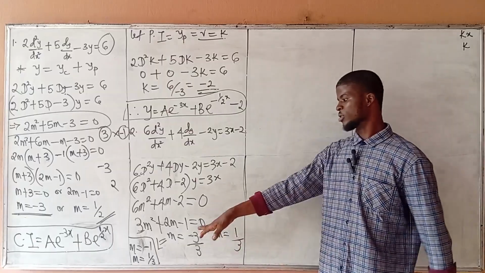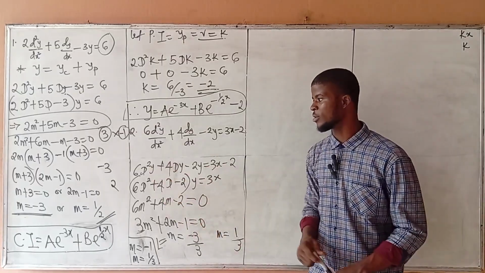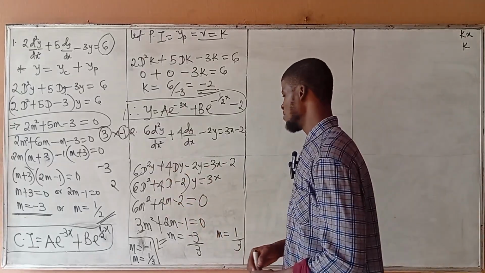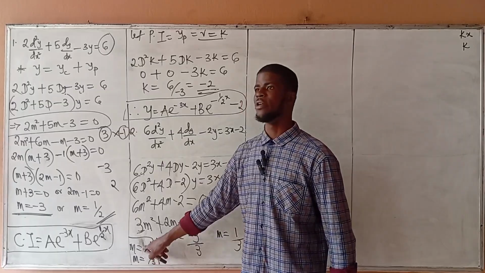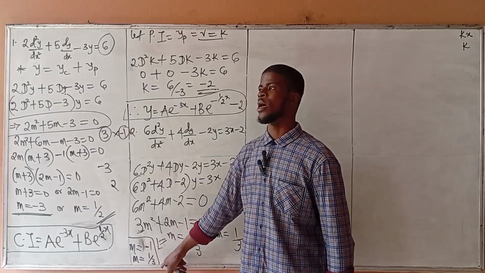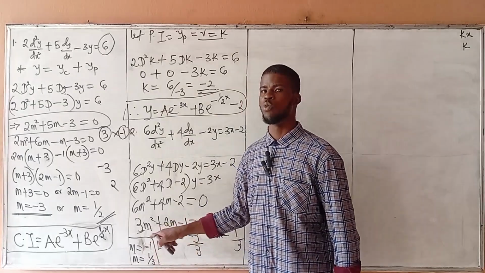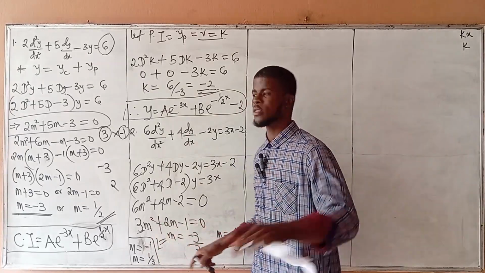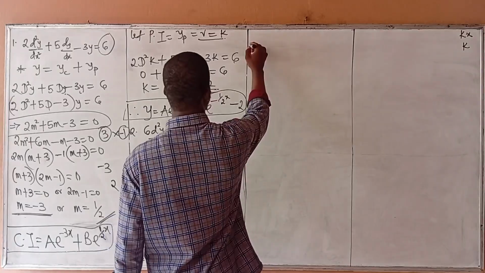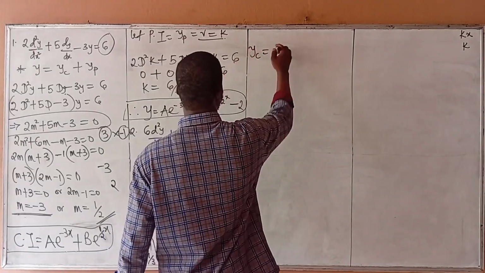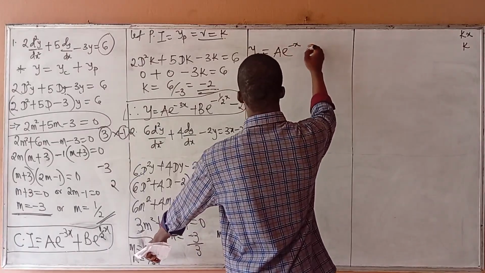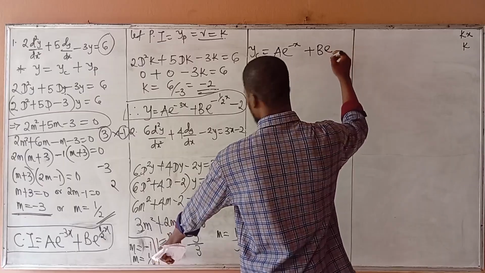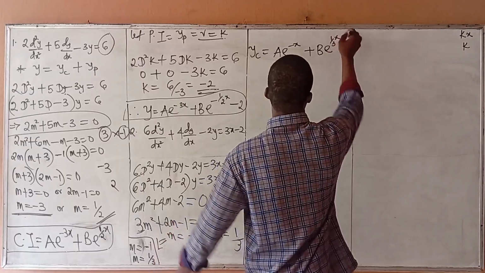So you can also do this. This one is easy. You get it. So m is minus 1 and 1 over 3. The two roots are real numbers. The two roots are different. They are not equal to each other. It means that the complementary function is equal to a e to the power of minus x, that's minus 1x, plus b e to the power of what? 1/3 x.